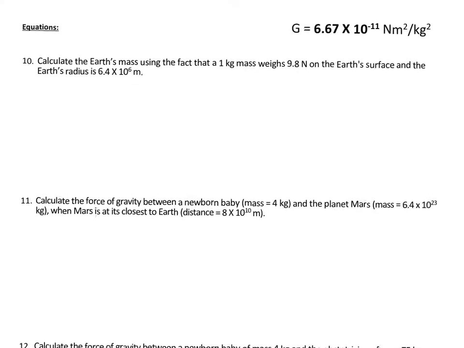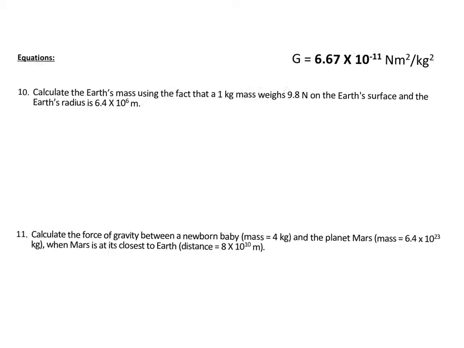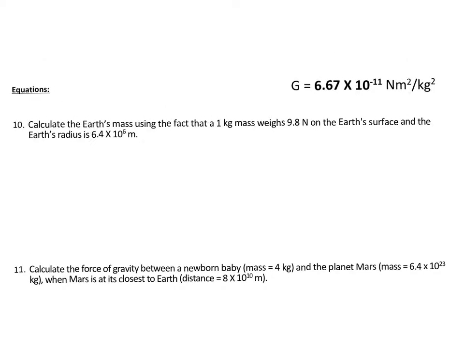Okay, so our first calculation, actually our equation that we're going to be using for all of these is my universal gravitation equation. And this one should be written on your notes already. I'm going to go ahead and write it up here at the top. It is the force of gravity is equal to big G, which is a universal gravitation constant right here, 6.67 times 10 to the negative 11, times two masses, mass 1, mass 2, all divided by the distance between those two masses squared.